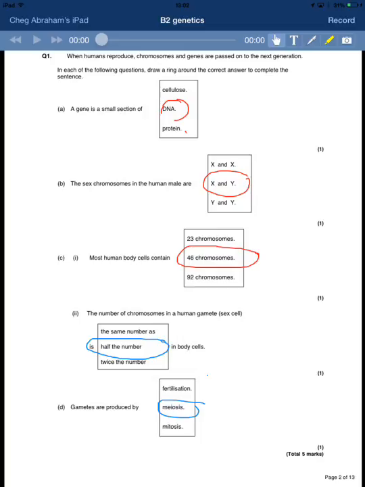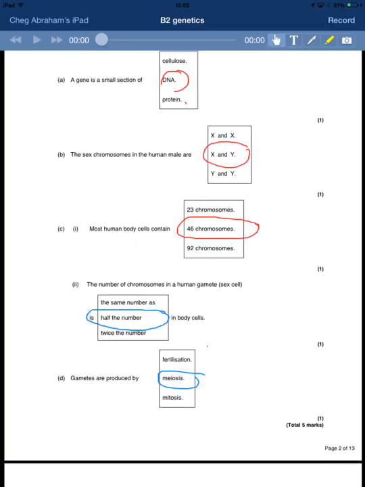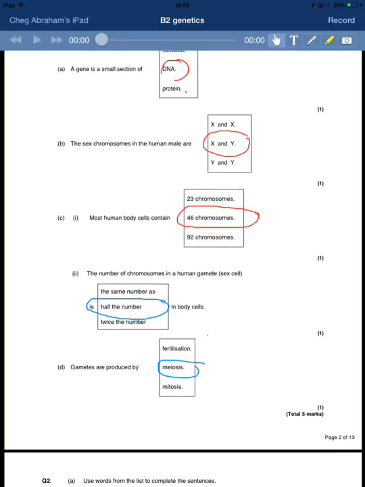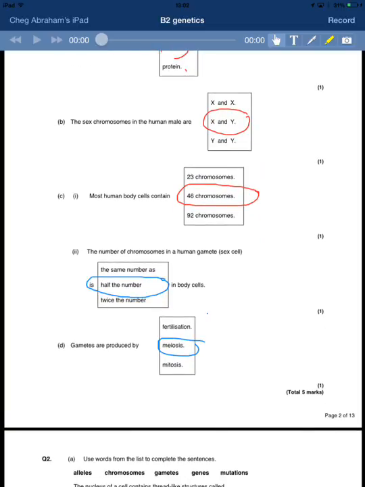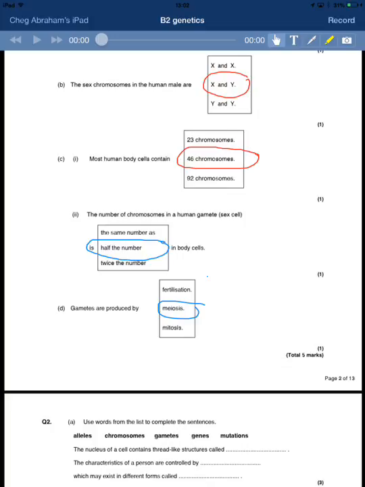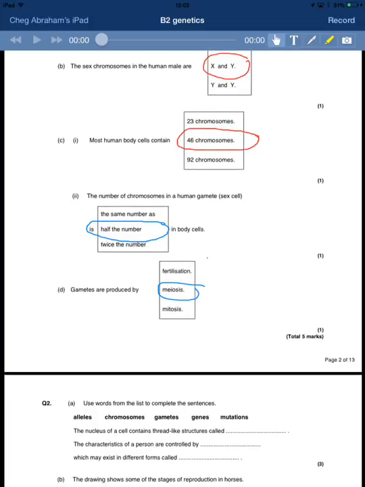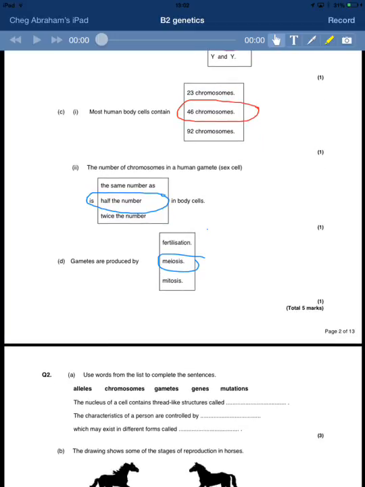Okay? Understand why males are X and Y. Know that most human cells contain 46 chromosomes in 23 pairs, 1 from each of the parents. Know that the number of chromosomes in a gamete is half the number as in body cells, because meiosis produces cells with 23 chromosomes rather than 46. And know that gametes are produced by meiosis. Okay? So, that's question 1. Hopefully, you're okay with that.